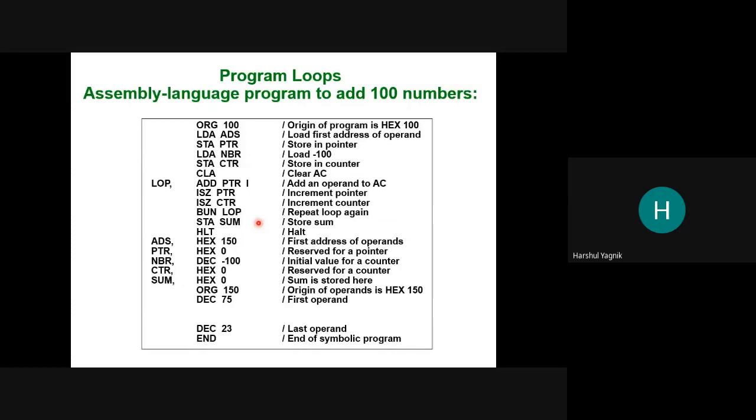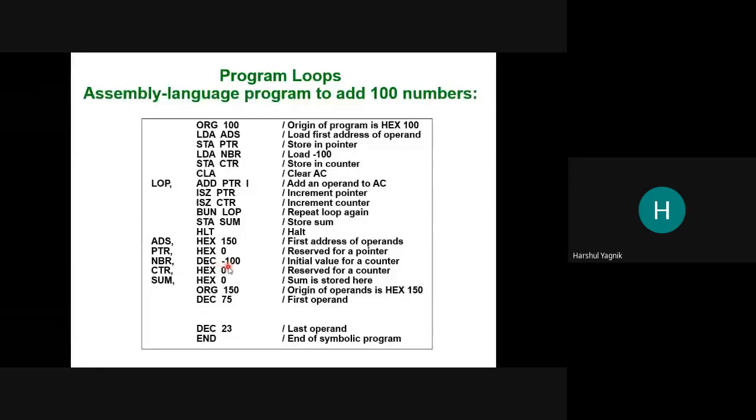In the label field, the number is the binary of -100. So what instruction is written over here? DEC. The DEC instruction converts a decimal number into binary. What is the decimal number over here? -100. So that binary is assigned to the label NBR, and that NBR is loaded into the accumulator. See, the program is to add 100 numbers, so we need one counter. The number loaded in the accumulator is then stored into the counter.